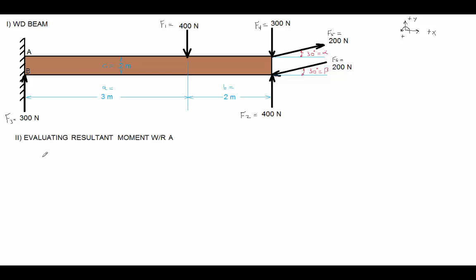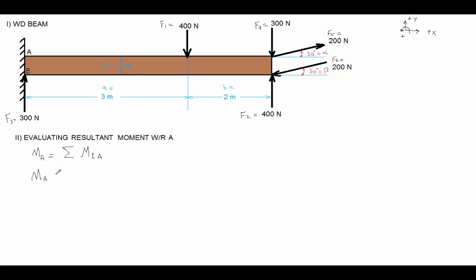I'm going to begin by evaluating the resultant moment with respect to A. And as before, the statement should read like this. MA equals the sum of all the individual moments around point A.